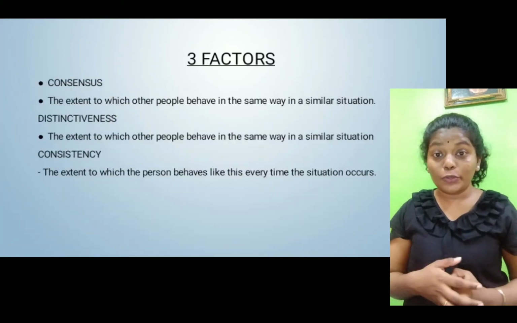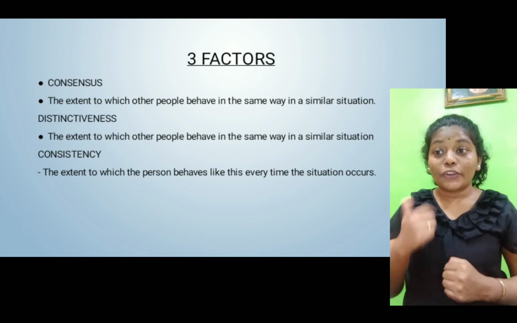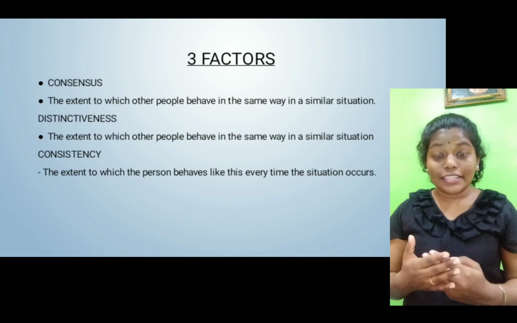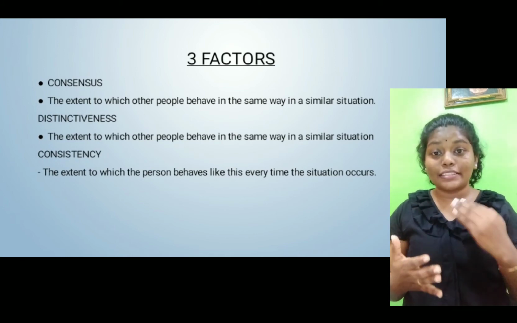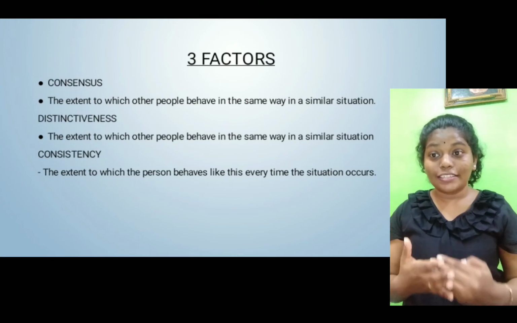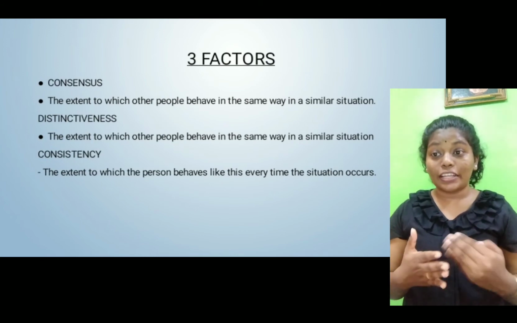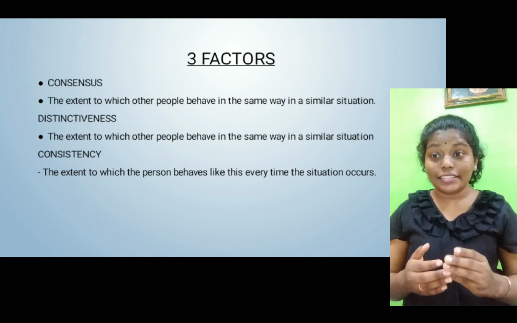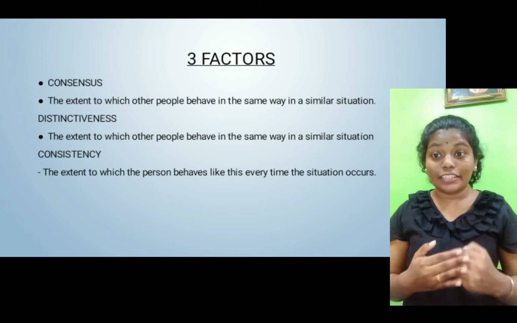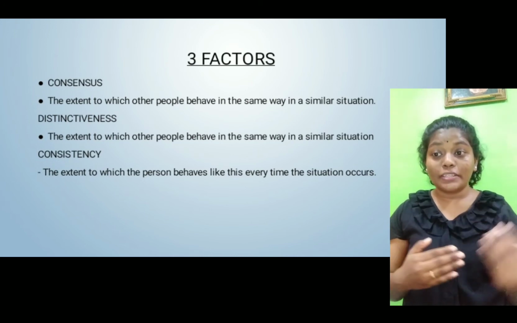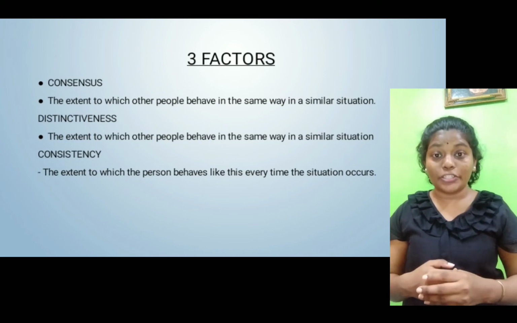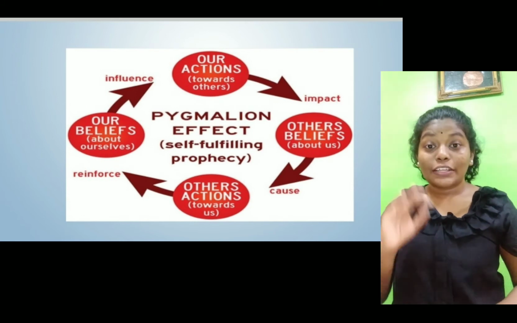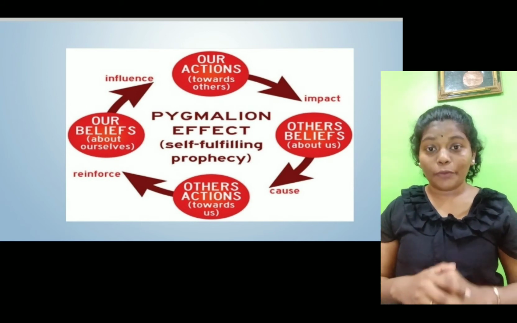People always look for three main factors: consensus, distinctiveness, and consistency. Consensus and distinctiveness bring the same definition, which is the extent to which other people behave in the same way in a similar situation. But consistency brings a different factor, which is the extent to which the person behaves the same way every time this situation occurs. So now let's move into Pygmalion effect, also called self-fulfilling prophecy.